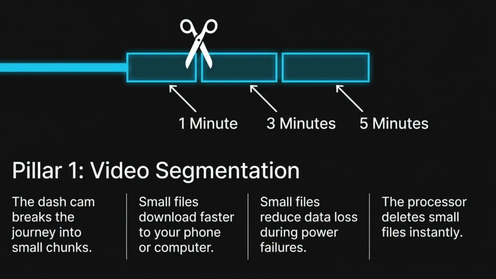Pillar 1. Video segmentation. The dashcam breaks the journey into small chunks, typically 1, 3, or 5 minutes long. Small files download faster, reduce data loss during power failures, and delete instantly.